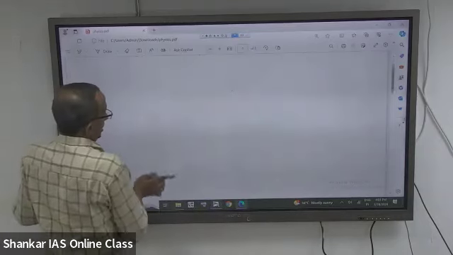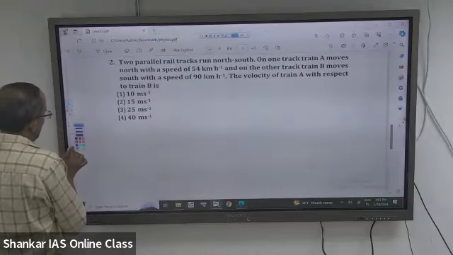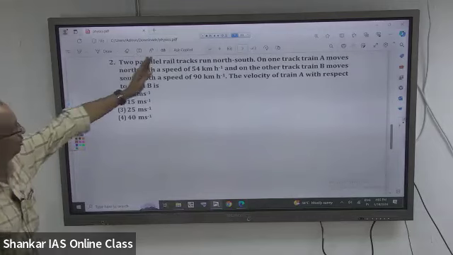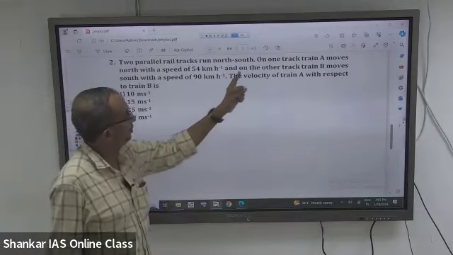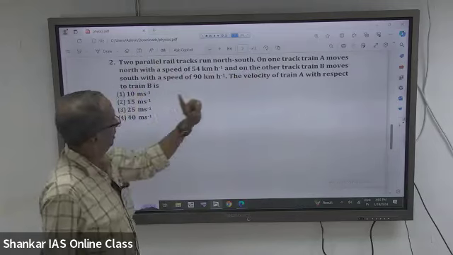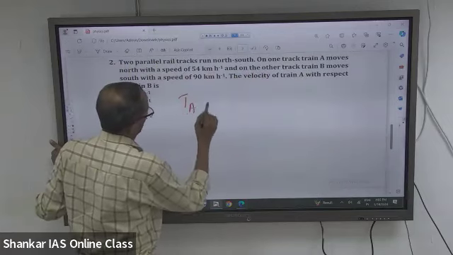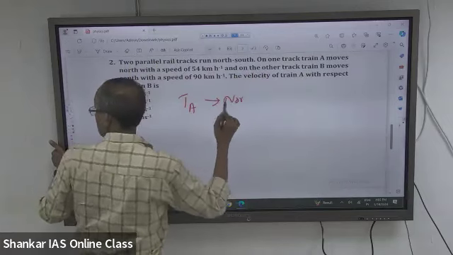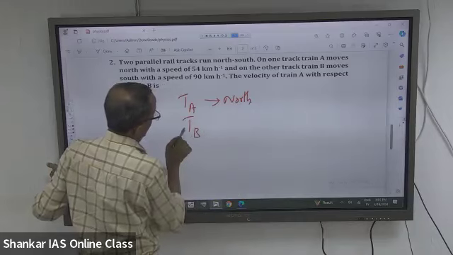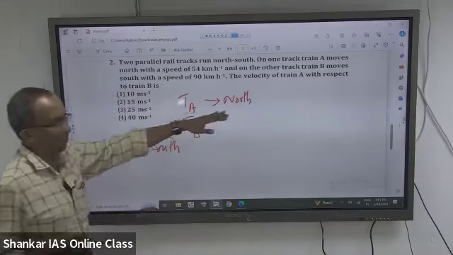Next. Here, another problem, we are considering two trains on two parallel rail tracks running north-south. On one track, train A moves towards north with a speed of 54 km per hour, and on the other track, train B moves towards south, in the opposite direction. They are moving on parallel tracks.